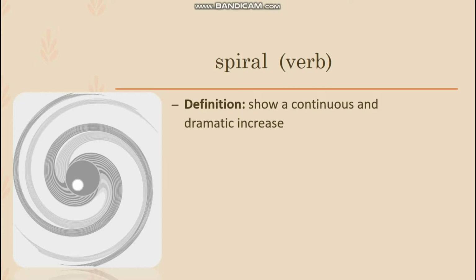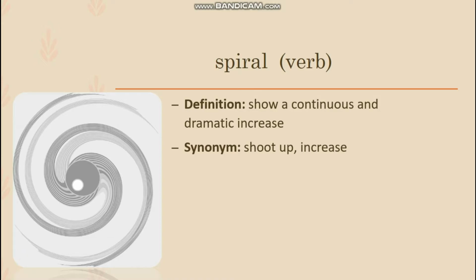What about a synonym for spiral? Now, concerning a synonym for spiral, here we have two. The first one is shoot up, and this is also an increase in number. And the second one, apparently it's increase. So we have shoot up and increase, both act as a synonym for spiral. So our definition is here. Our synonym is also there.